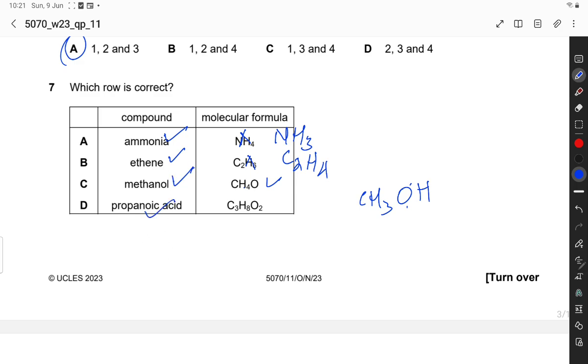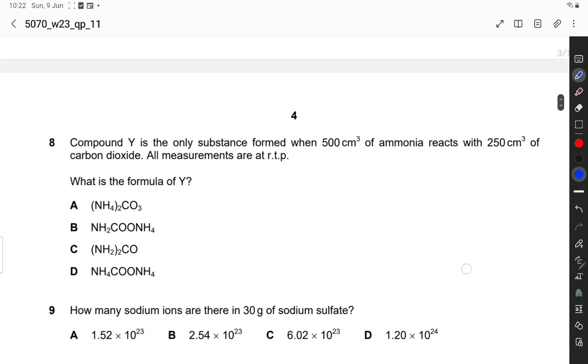Propanoic acid is a compound, but its molecular formula is incorrect. Its molecular formula is C3H6O2. So C option is correct option.